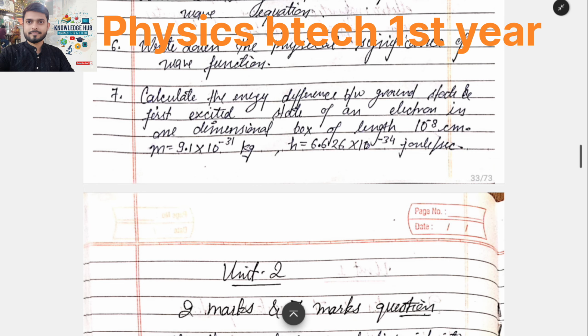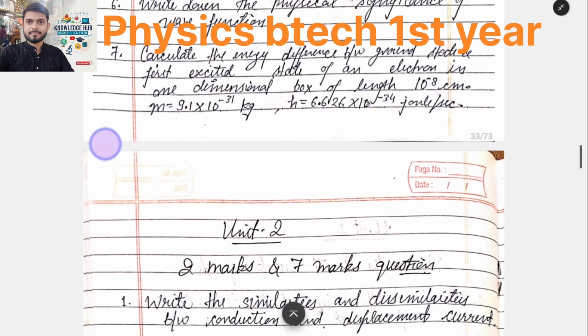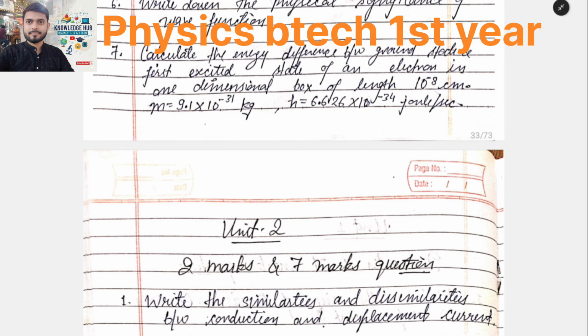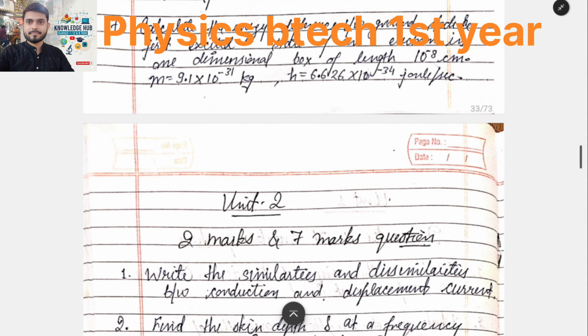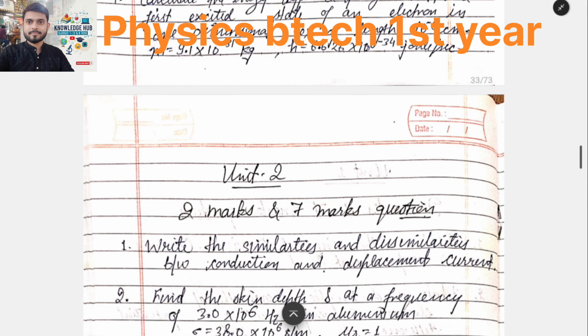Six is write down the physical significance of the wave function. Seven is calculate the energy difference between the ground state and first excited state of an electron in a one-dimensional box of length 10 centimeter, where m and h are given.